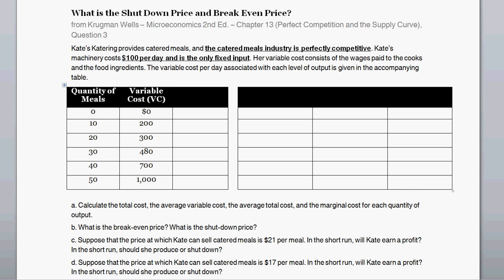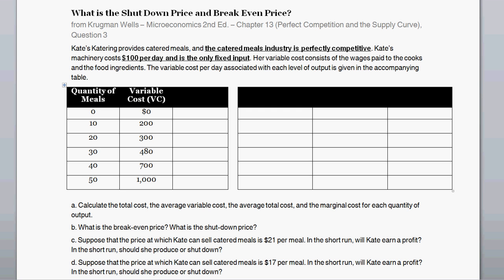Okay, welcome. We are going to talk about shutdown price and break-even price. This is a simple example where we're going to calculate what the break-even price is and the shutdown price, and then explore a little bit of the intuition of how it works.